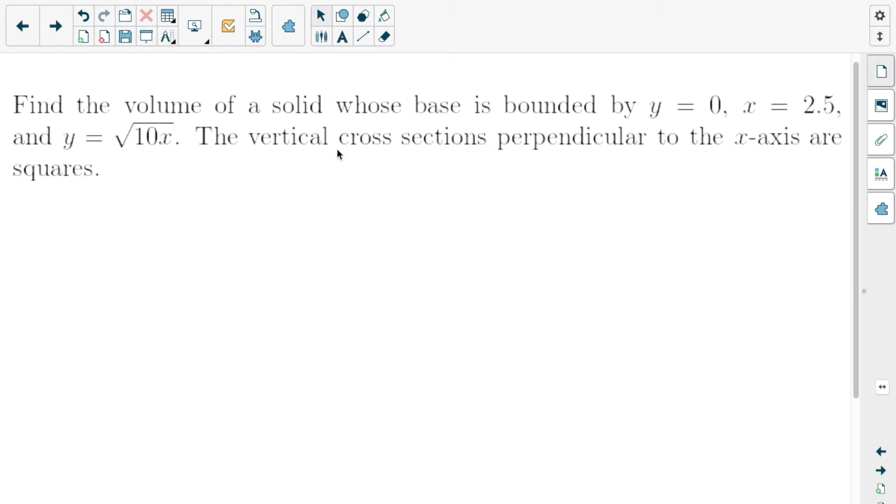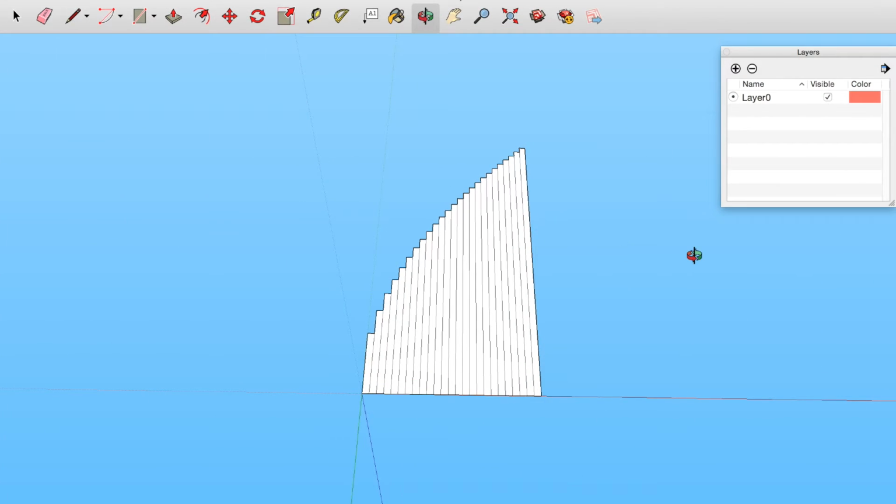So I've drawn this discretely in Google SketchUp. I used 25 rectangles, each with a width of 0.1. If you looked at the actual graph of this, it would obviously be continuous and smooth instead of segmented and discrete like we have here. But this is really useful to look at from a discrete perspective, because that's how we take the integral of it anyways.